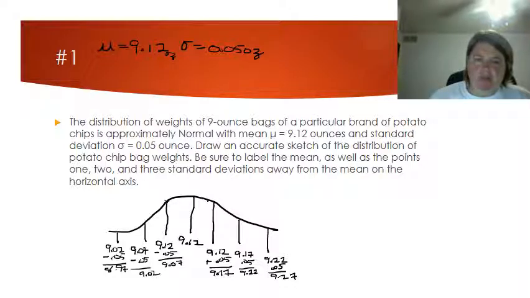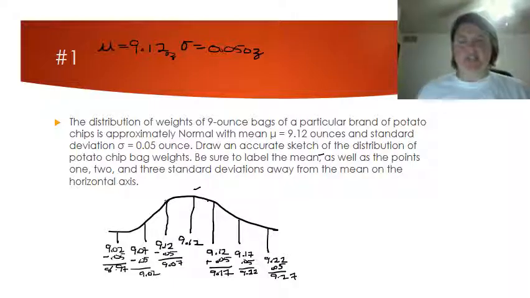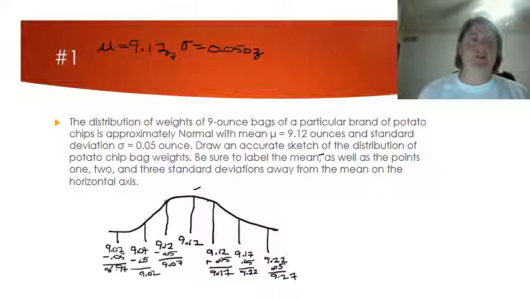We labeled the mean. It's in the middle, so we're good. And then we did the points 1, 2, and 3 standard deviations away from the mean on the positive side and on the negative side, so we are winners.